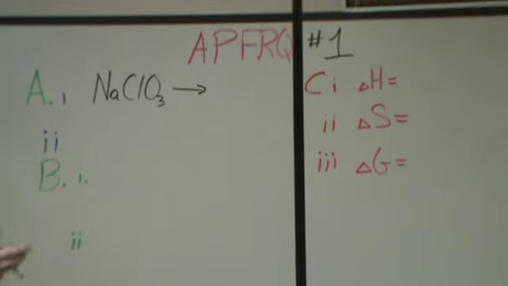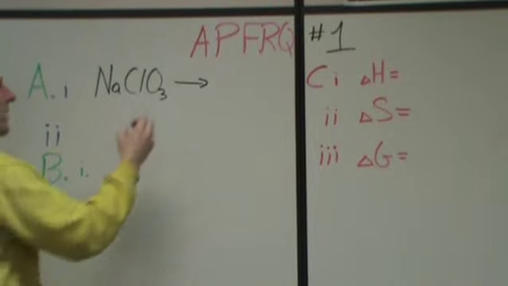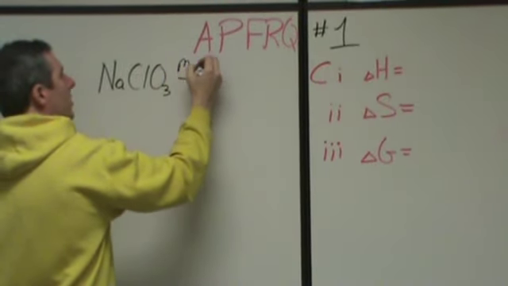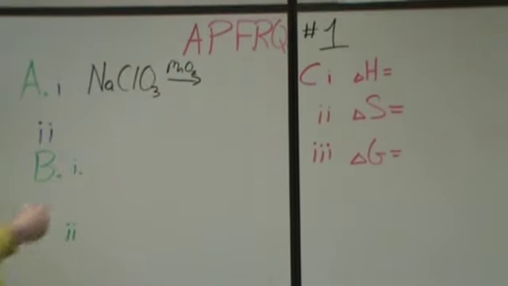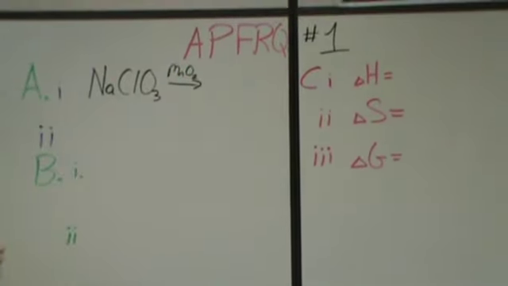Now, it says in there there's a manganese dioxide. You don't need to include that. But if you do, you don't want to put it into the reaction. You would want to put it over the arrow to show that it's a catalyst. Okay? So sodium chlorate will decompose to form oxygen gas and sodium chloride. Okay? And to balance, I would do 2 of these, 3 of those, and 2 of those.